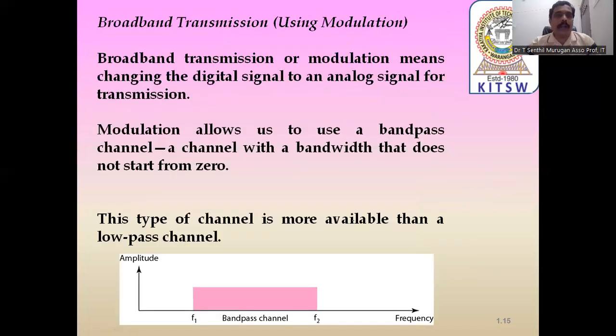The next one is broadband transmission. Broadband transmission means modulation. What is the meaning of modulation? Changing the digital signal to an analog signal for transmission. We have to convert the digital signal to an analog signal, then we will transmit it.